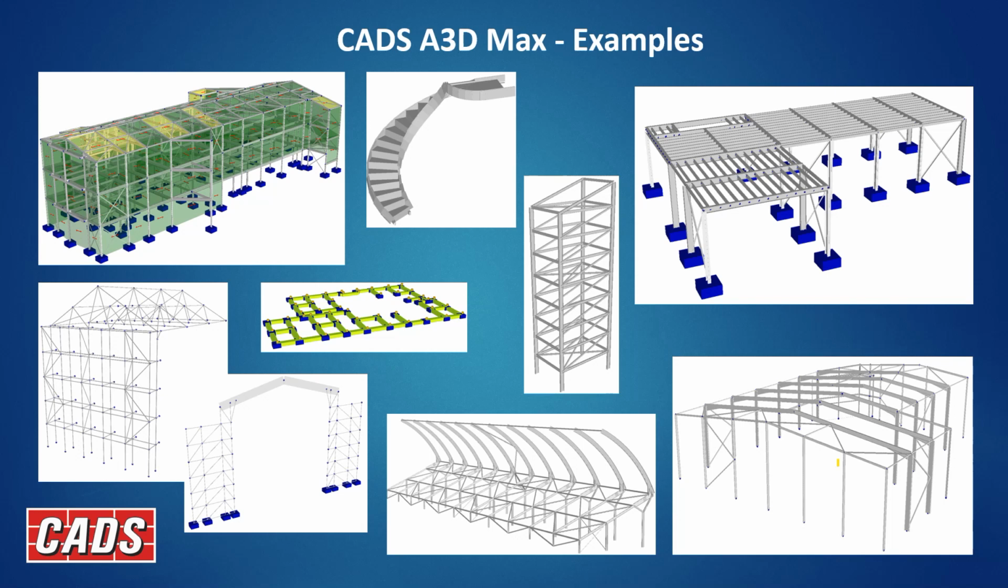So to finish off, I thought I'd just let you see some examples of projects that we've got from clients or that we've developed ourselves in-house. So you can see what variety of structures the CAD's A3D Max program is capable of. You can see here, top left, the 3-story steel frame building. It's a typical commercial unit. To the right of that, you have a staircase in steel. And below that, a grillage of concrete beams.